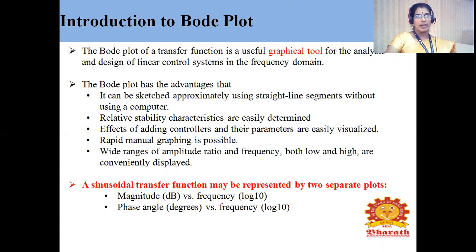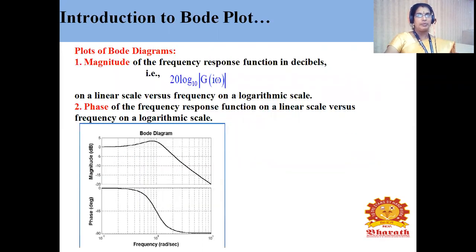A sinusoidal transfer function may be represented by two separate plots: magnitude in decibels versus logarithmic frequency is one plot, and the second plot is phase angle in degrees versus logarithmic frequency. As I said earlier, we have magnitude on the left hand side and angle on the right hand side, with the common frequency on the x-axis.